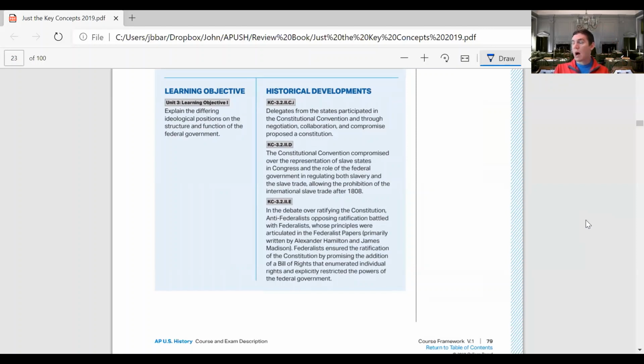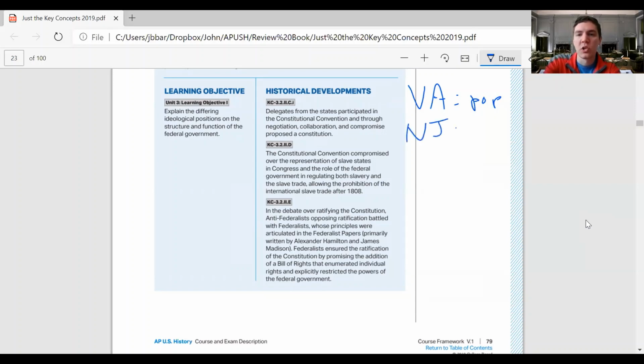One was going to be, how are you going to represent people? So there was the Virginia Plan, which was about population. Let's have the most populous states have the most power in the new Congress, whereas the New Jersey Plan, or the small state plan, wanted equal representation. They said, okay, let's compromise. That's called the Great Compromise.